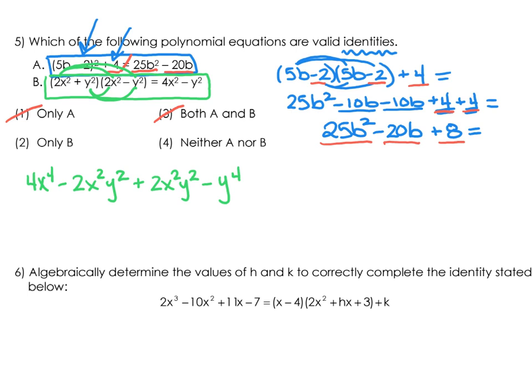Okay. Taking a look, I only have a 4x to the 4th. Nobody like him. And then here in the middle, we have a negative 2x squared y squared and a positive 2x squared y squared. Well, those are opposites of each other.